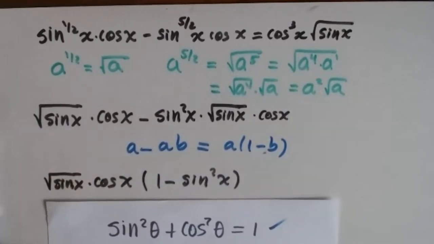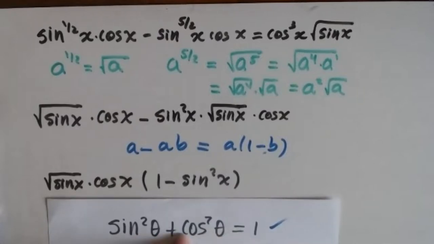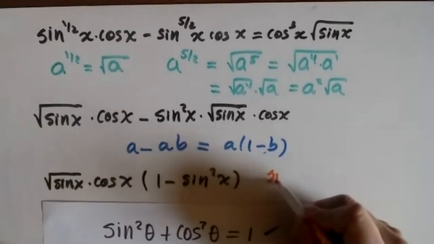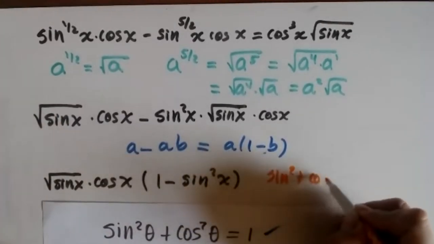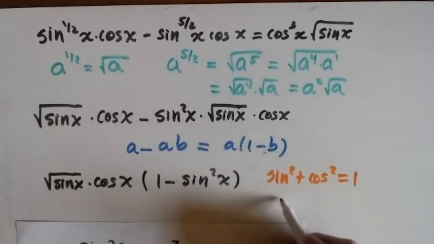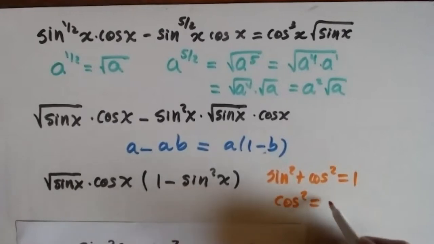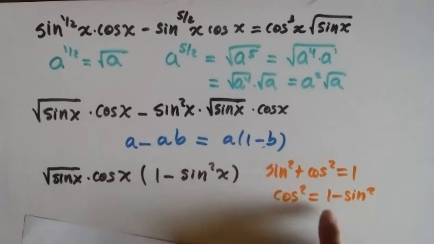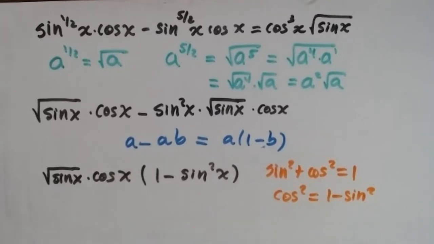Trigonometric identities. You have a sine square, so you have to think of this one, right? You have here that sine squared plus cosine squared equals 1. So cosine squared is 1 minus sine squared. This has to be automatic. This has to be wired in your brains, okay?